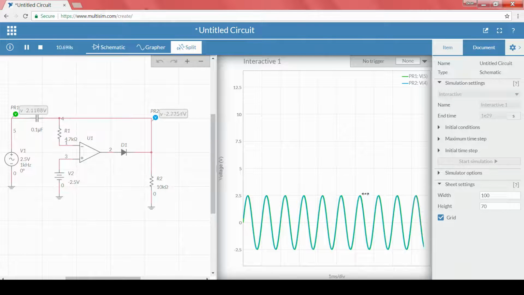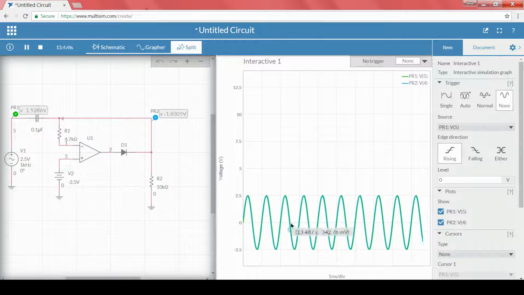If you observe, the green represents our input. Let me enable and disable them one by one. PR1 is the input, and PR2 is the output. I am disabling PR2 so that we can see only PR1. This green represents your input. The peak value that we are applying is 2.5 volts, so peak to peak is 5 volts. It looks similar to what we have applied. Now, what about the negative?